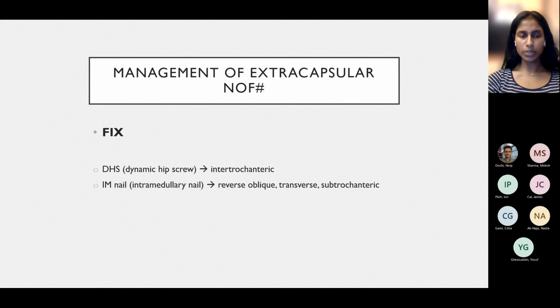There are 2 types that we use to fix. I would ask you guys if we had some time, but I'm going to show you guys instead. So dynamic hip screw and intramedullary nails. They are the 2 main ways that we treat extracapsular neck of femur fractures. And I've put on here when we use each. Parsons likes these. Very useful to know, learn them, basically. Again, I have some pictures for you guys to kind of be able to visualize these.